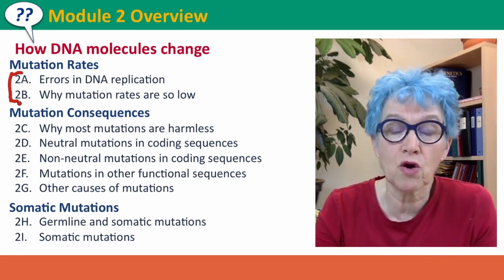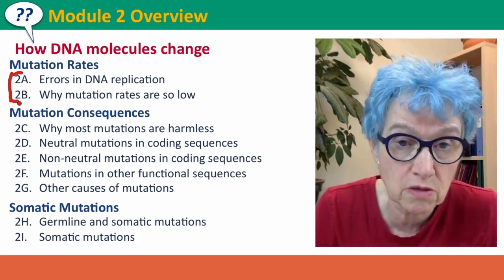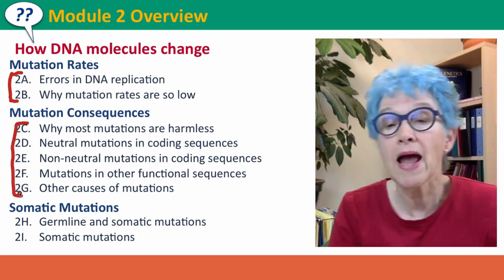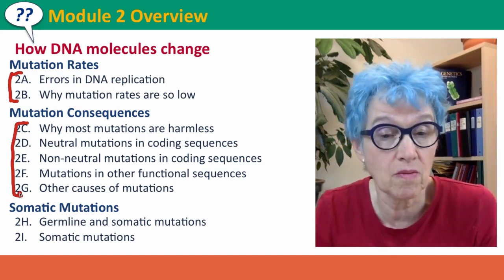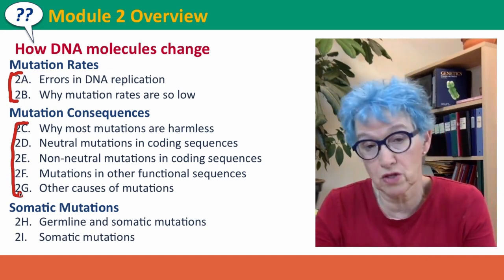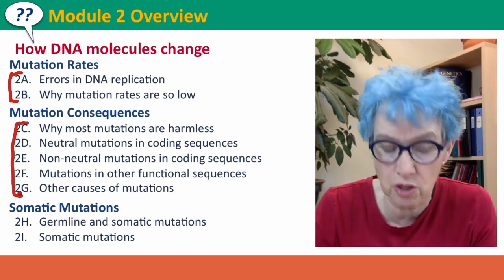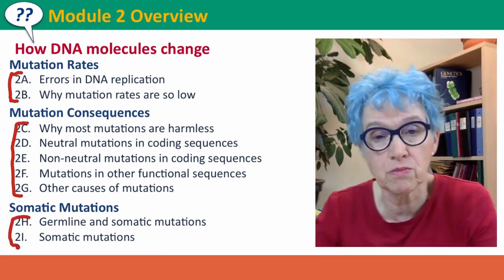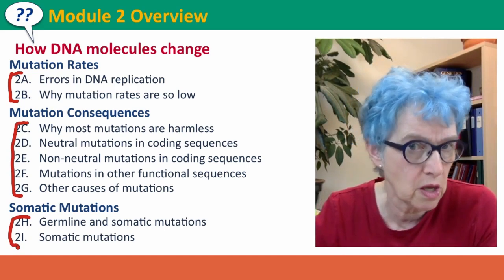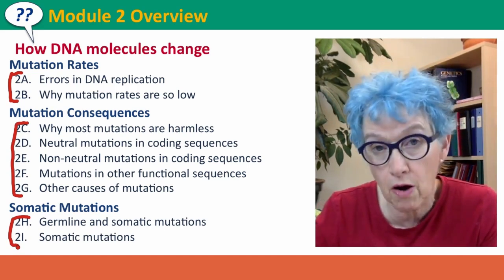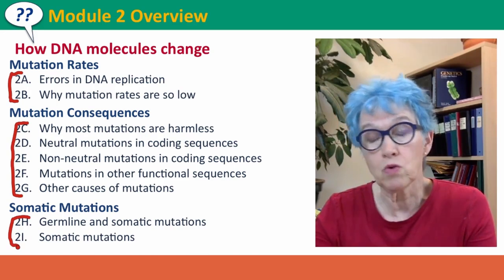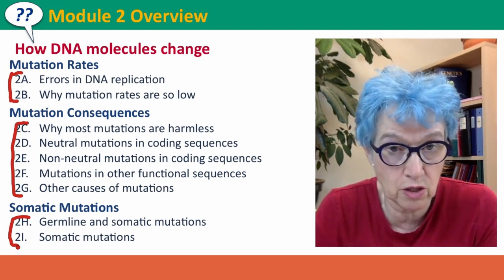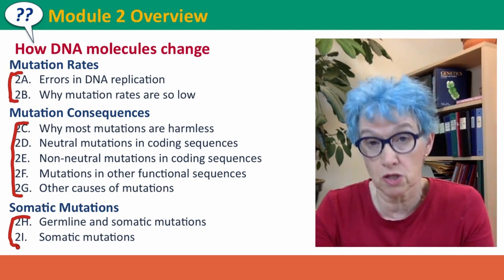We'll talk about the consequences of mutations in a series of lectures, why most mutations are harmless, and the kinds of harm that other mutations do. We'll consider briefly beneficial mutations as well. We'll make the important distinction between somatic mutations and germline mutations. The latter we can pass on to our offspring, but the former, which are restricted to cells that don't pass to the next generation, these are the mutations that cause cancer.